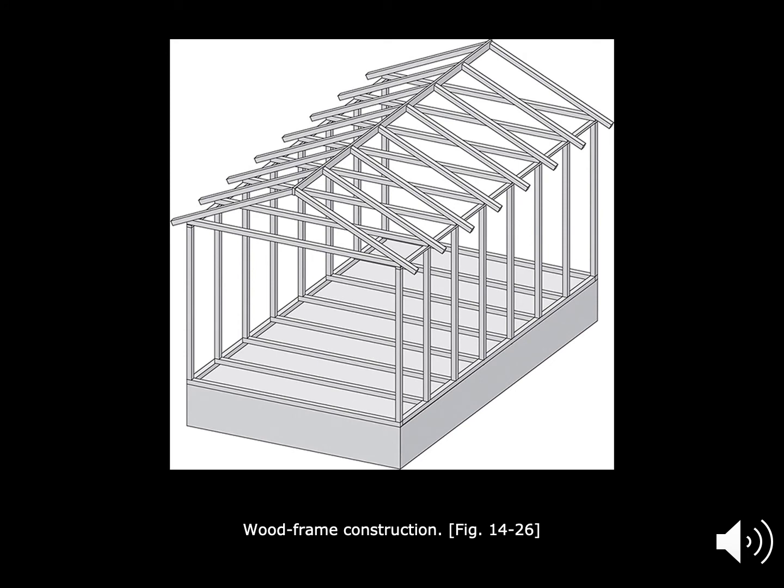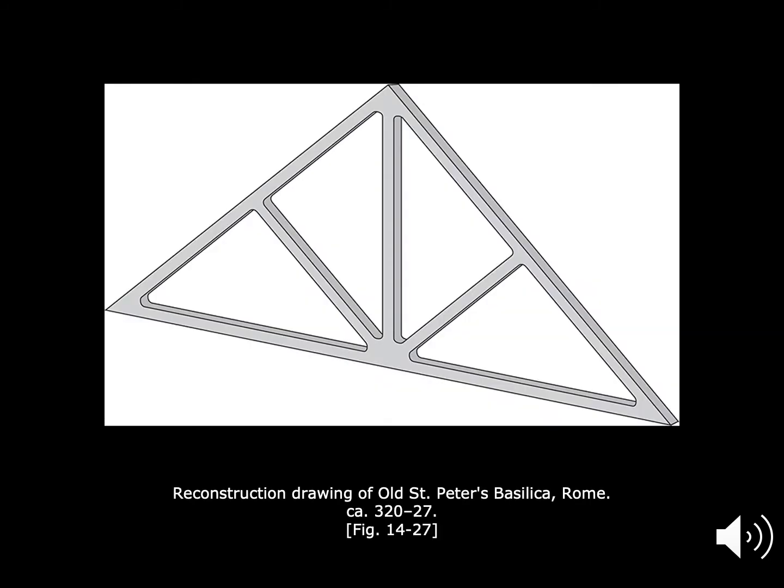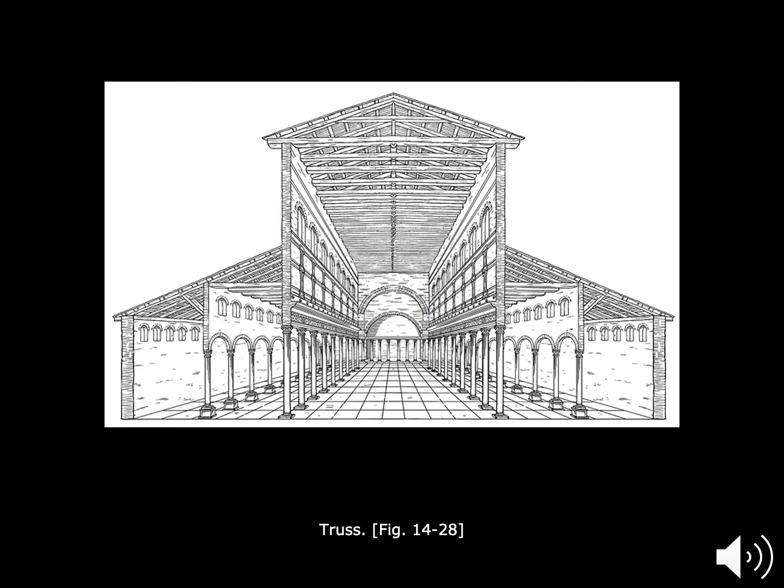Lumber was better suited for domestic architecture, and in 1833, wood frame construction was introduced. Sometimes called balloon frame construction, the method is inexpensive and relatively easy. The walls of Old St. Peter's Basilica utilized the basic principles of the elementary triangular truss.